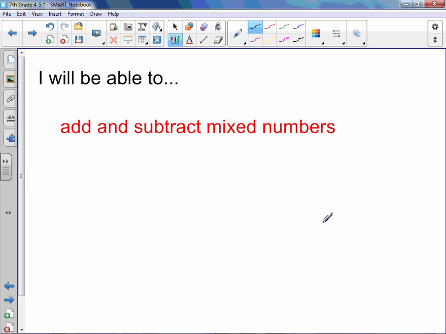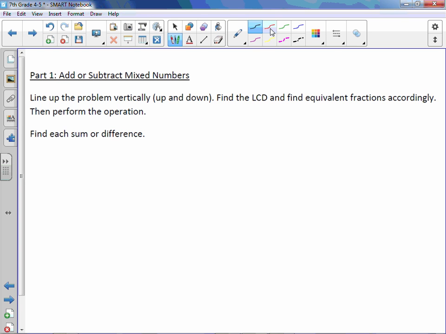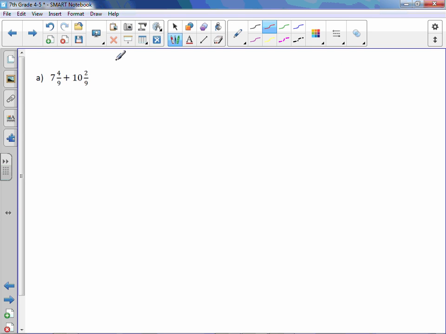Chapter 4, Lesson 5, Add and Subtract Mixed Numbers. You will be able to add and subtract mixed numbers. Line up the problem vertically, up and down. Find the LCD, least common denominator, and find equivalent fractions accordingly. Then perform the operation. Find each sum or difference.